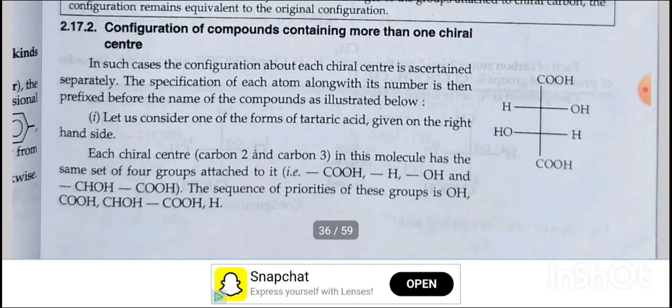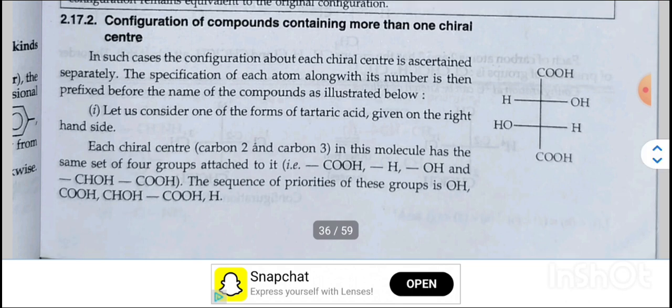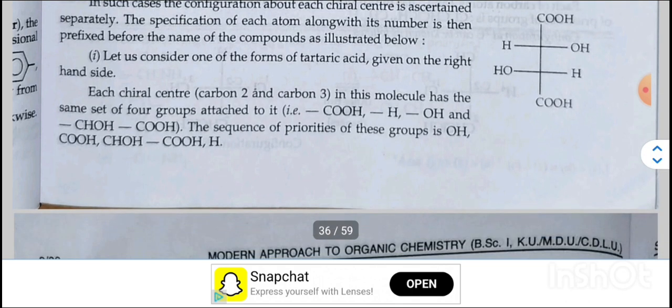Configuration of compounds containing more than one chiral center. In such cases, the configuration about each chiral center is ascertained separately. The specification of each carbon along with its number is then prefixed before the name of the compound, as illustrated below. Let us consider one of the forms of tartaric acid given on the right hand side. Each chiral center in the molecule has the same set of four groups attached to it.